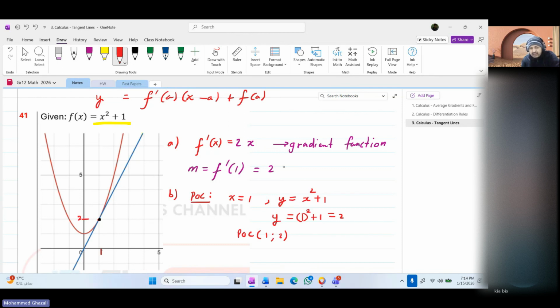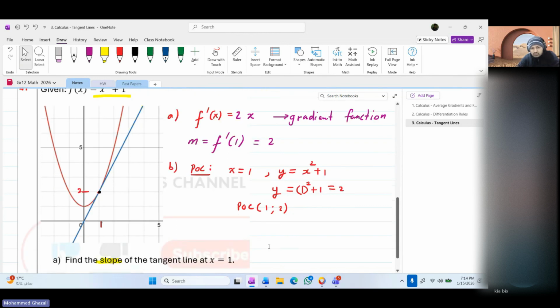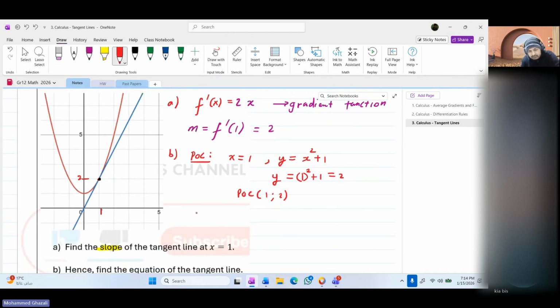Now we have a point of contact and we have a gradient. If you have the gradient and a single point on a line, obviously you can find the equation now. So what's the equation? y minus y1 equals m into x minus x1. So y minus, what's y1? 2. What's m? m is 2. The gradient is 2, into x minus, what's x1? 1. So if you open up this side, you're going to get 2x minus 2.